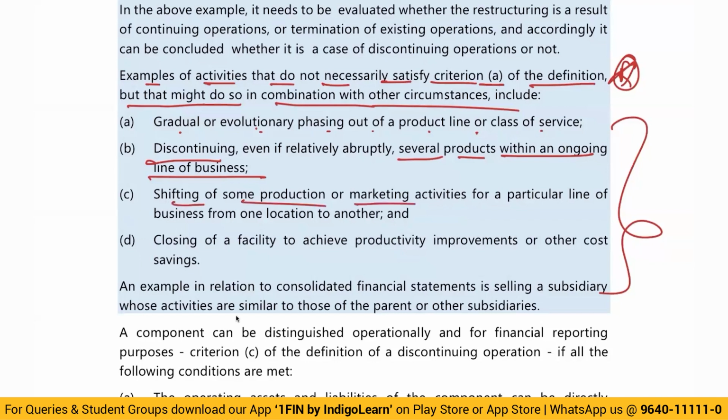Shifting of production or marketing activities for a particular line of business from one location to another. So if I have operations in Bangalore, now I want to move my operations to Delhi. Such shifting is also not a discontinuing operation because my operations are continuing. Closing of a facility to achieve productivity improvements or other cost savings. So even this need not be a discontinuing operation. Now, what you need to understand is, if I'm closing of a facility, but if it is a part of a single plan to dispose of a segment, dispose of a component, then it will be discontinuing operation.